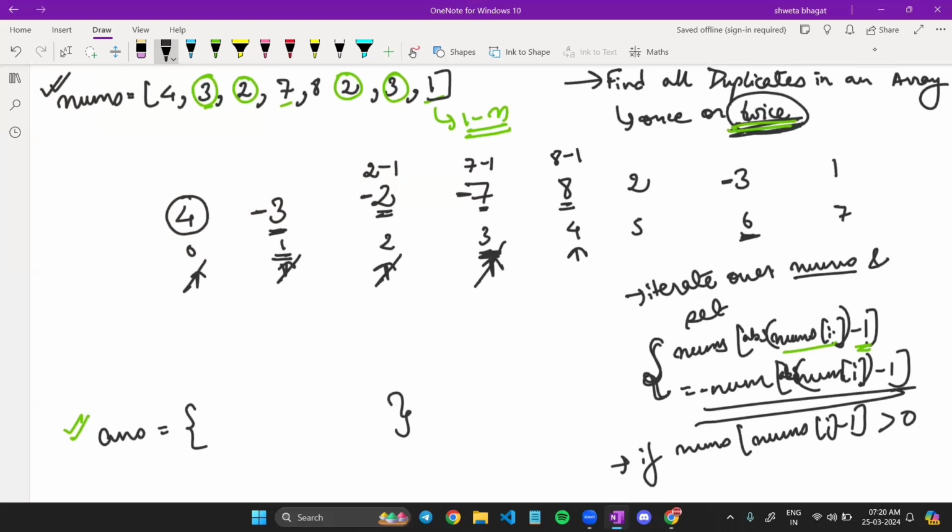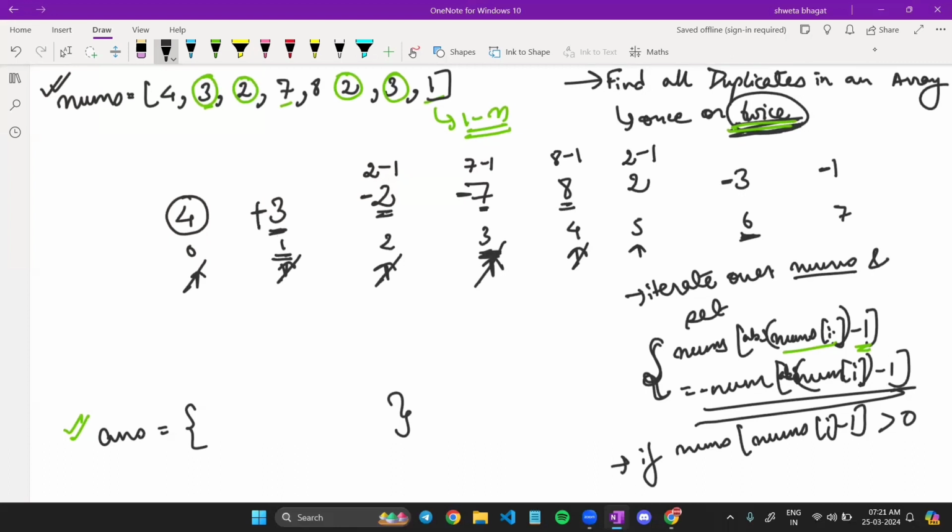So what is 8 minus 1? It's 7. That is, we are going to turn this one to a negative integer. Fine. Now we'll again move forward. Now what do we have over here? We have a 2. So it means that we are going to turn the element present at 2 minus 1th index to negative. What is 2 minus 1? It's nothing but 1. So we are going to turn the element present at this 1th index to negative.